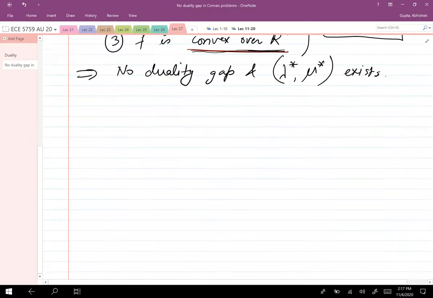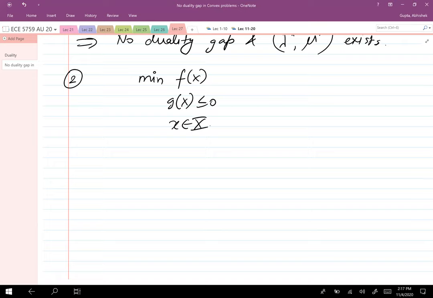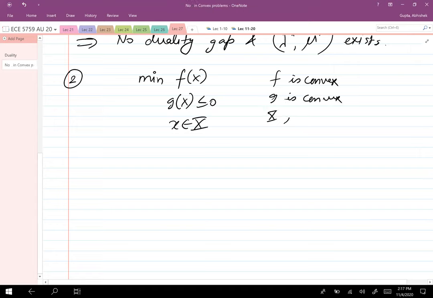Let's look at the second result, which is slightly more general. So I want to minimize f(x) such that g(x) is less than or equal to zero, x is in capital X. And of course, f is convex, g is convex, X is convex, but we'll be a bit more precise when we write the statement of the theorem.